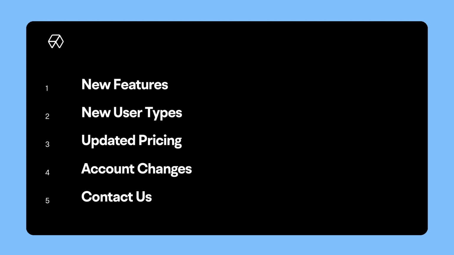Second, we're going to talk about the new user types within Assemble and how those work and how we use user types to control access and also the account type. Third, we're going to cover our new updated pricing for team accounts. And fourth, we're going to discuss account changes and how your current account will shift into a team account when this goes live.